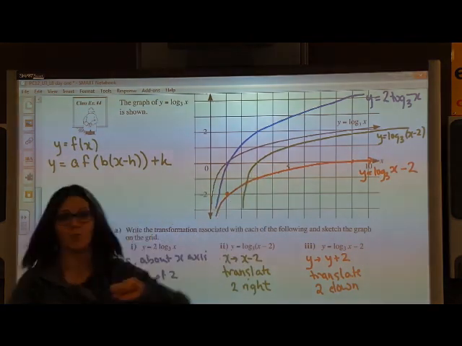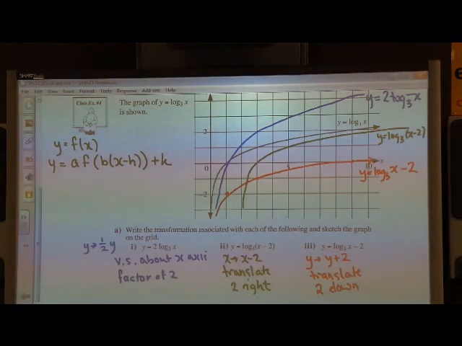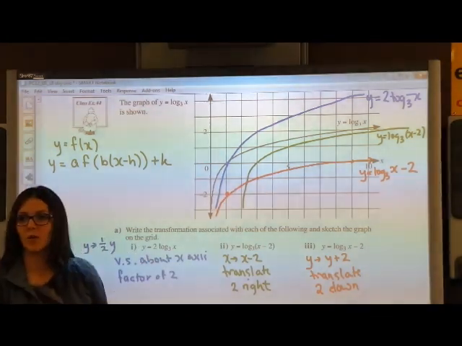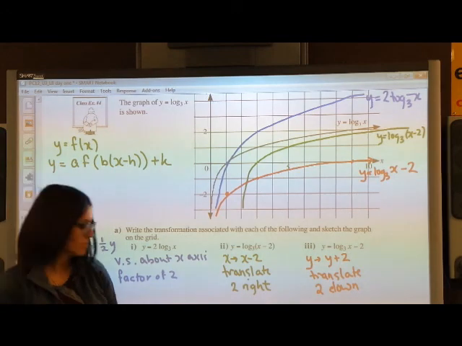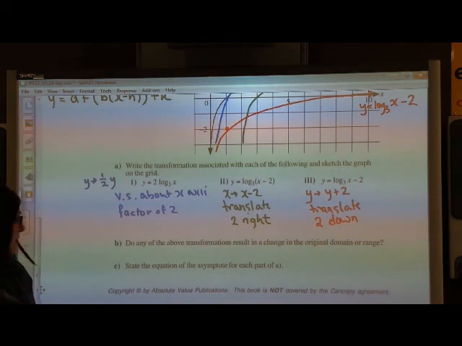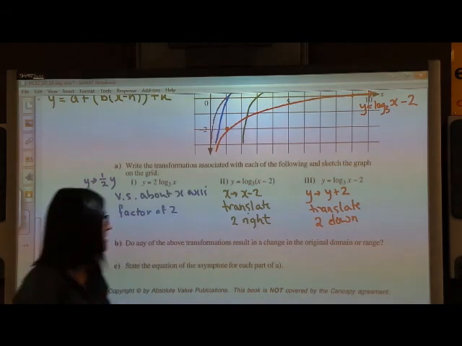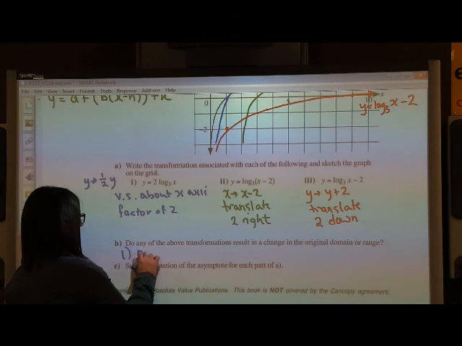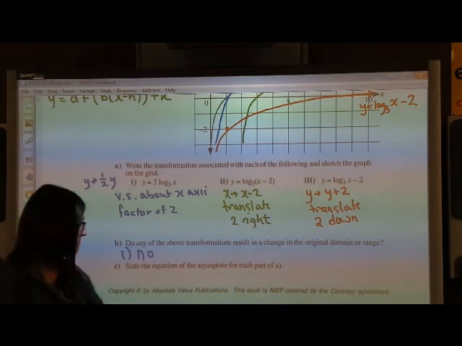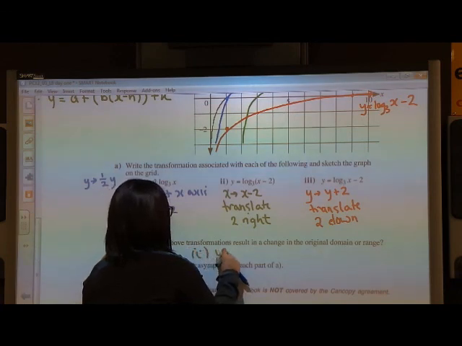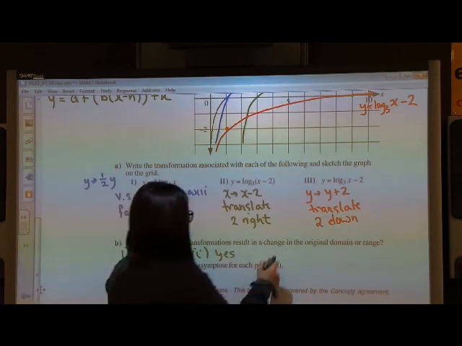And what about the graph in red? Does the domain become impacted with that? Does moving the graph up or down change where the asymptote is going to be? No. Okay? Because it's my asymptote that basically is affected. So do any of these result in a change in the original domain or range? No for the first one. Yes for the second one. And no for the third one.